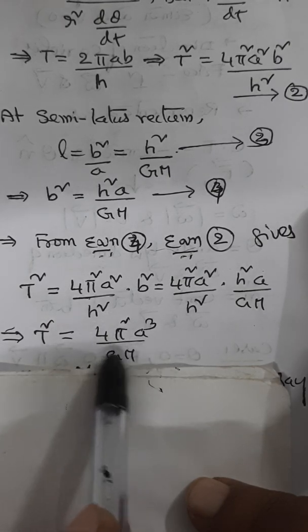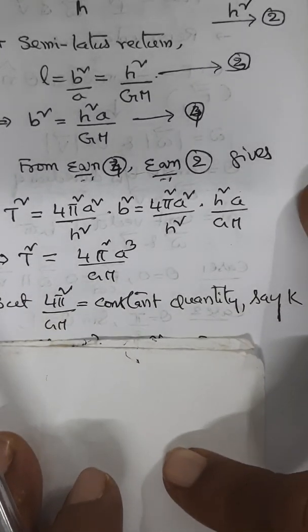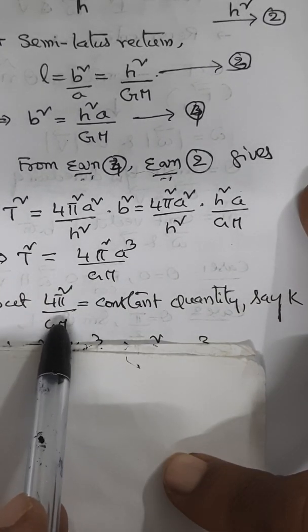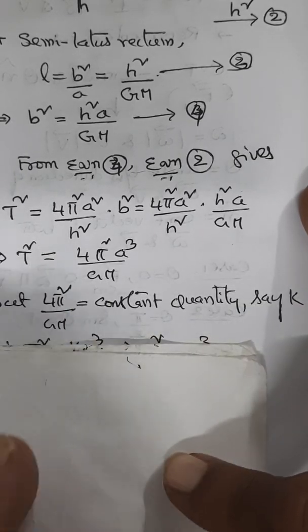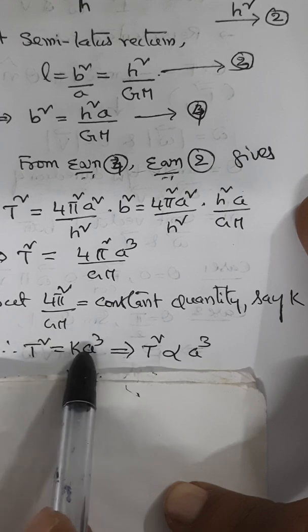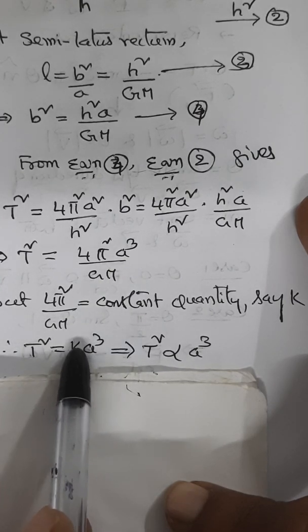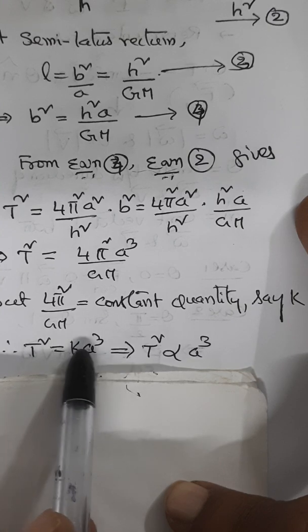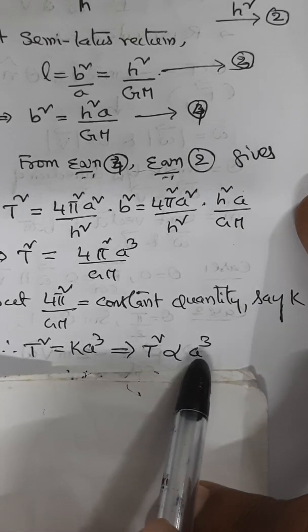Let us call it some k, Kepler constant k. So 4 pi squared by GM being taken as constant quantity k, then T squared can be written as T squared equals k into a cubed. When you try to eliminate this constant with equality as a proportion, from this you can write T squared is proportional to a cubed.